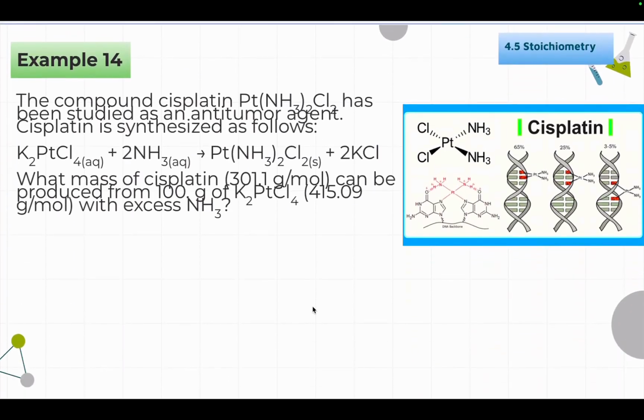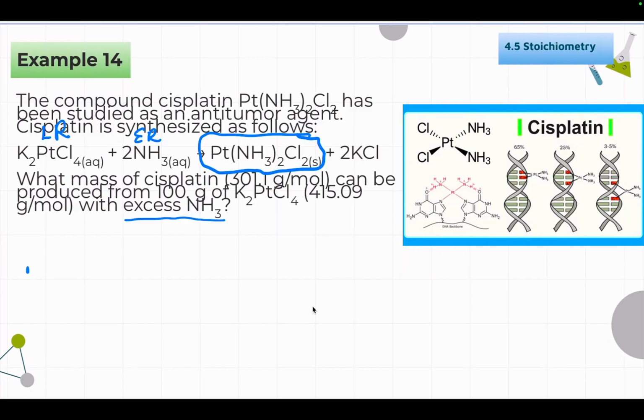Let's do this first example. This is a reaction that produces a compound called cisplatin, which is a possible anti-tumor agent, like a chemotherapy. What is the mass of the cisplatin that can be produced if we have 100 grams of K2PtCl4? This is a gram-to-gram stoichiometry problem. They mention the excess ammonia. That means this is my excess reactant and the one I've been given is my limiting. So I don't need to do a limiting reactant problem; I don't have to figure out who the limiting reactant is for this one.